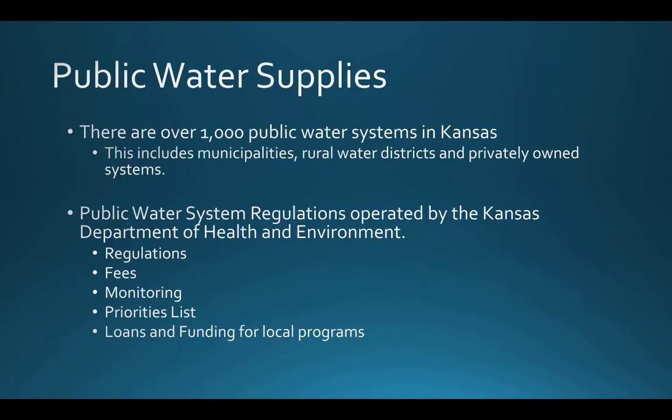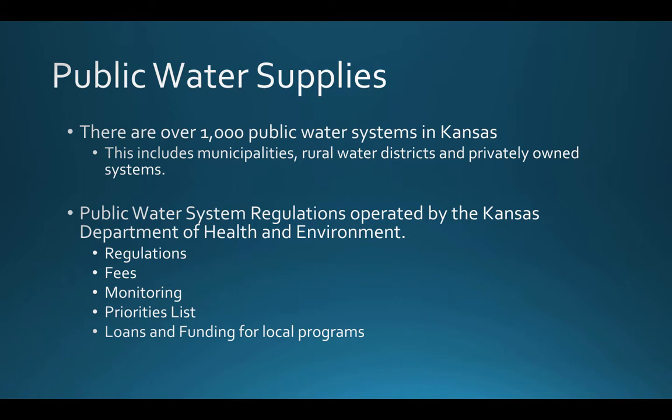With our public water supplies here in Kansas, there are over 1,000 public water supply systems in Kansas. This includes municipalities, water districts, and privately owned systems. The public water system regulations that are operated by the state of Kansas are regulated by the Kansas Department of Health and Environment. They establish the regulations that apply to it. They establish the fees that are associated with water quality. They also establish water monitoring and reporting procedures. They have developed a priorities list of where there may be issues, and they have access to loans and funding for different local programs.